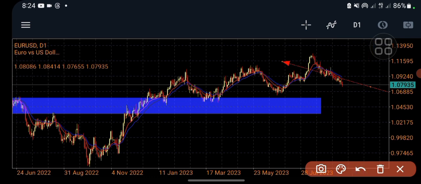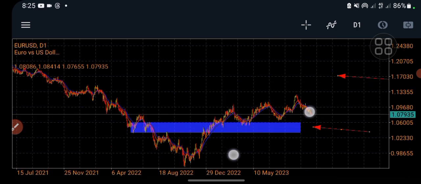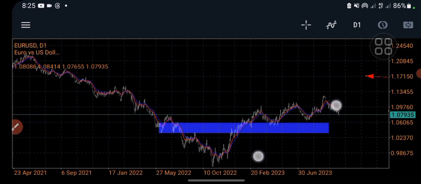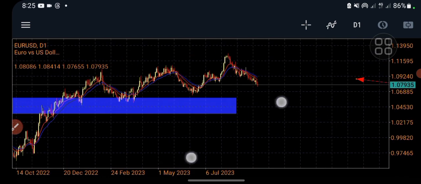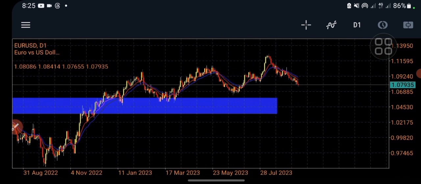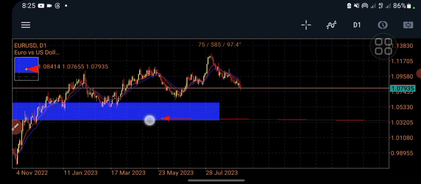So here is what we are anticipating. It might go up and continue, or it might break and come down, because forex is a game of probability. But let your probability be high. You understand? So Euro USD is an uptrend based on this analysis.